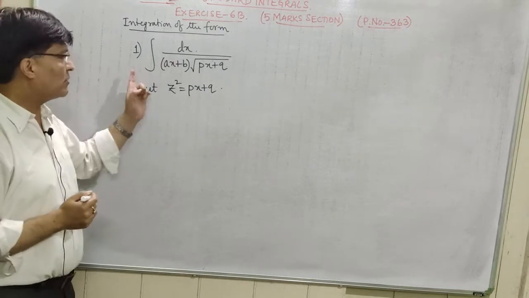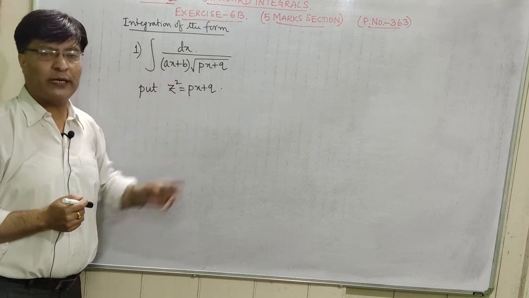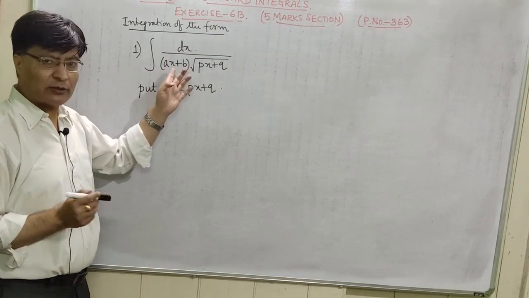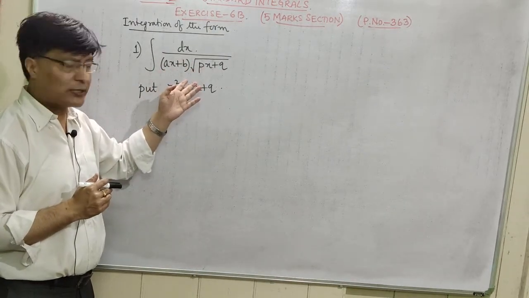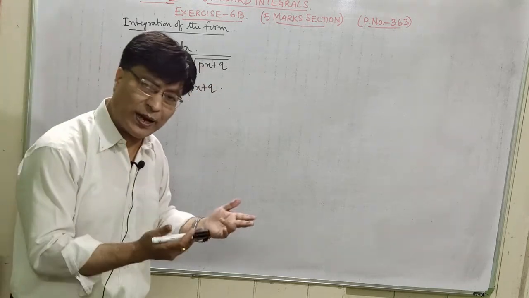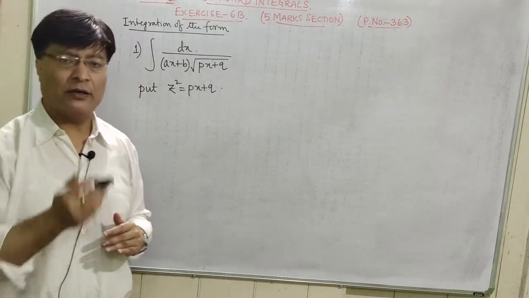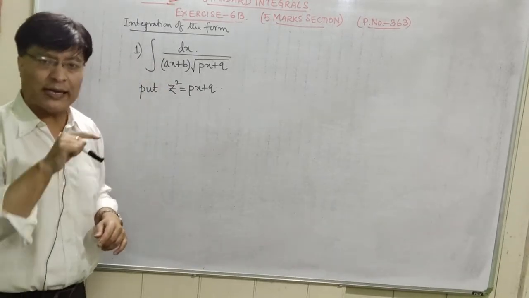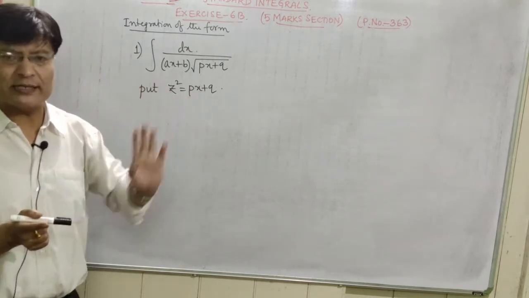Suppose the integration is of the type dx divided by ax plus b into root over px plus q. Here ax plus b is not under the square root, it is outside the square root. Here the power of x is 1, a linear expression in x, and the other expression is under the square root, px plus q, where the power of x is also 1. This is also a linear expression in x. So what is the method for integrating it? Always you have to assume the expression under the square root as z square in this case. So let us put z square is equal to px plus q. So that is the method.